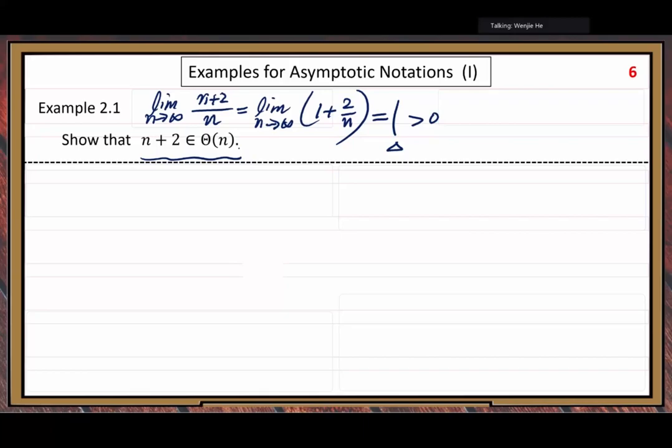The second method, we need to apply the inequality, upper bound and the lower bound.